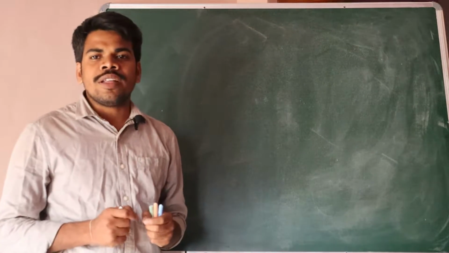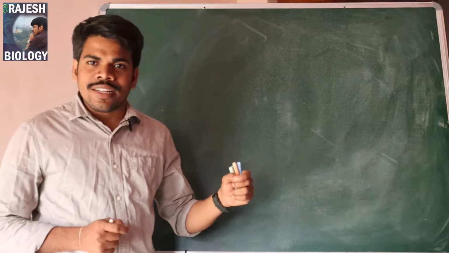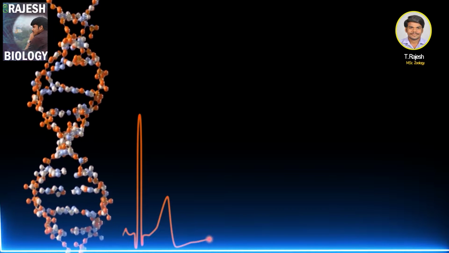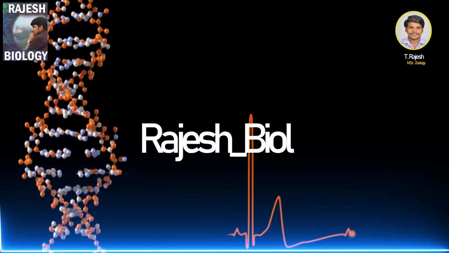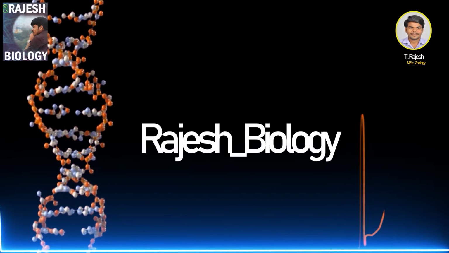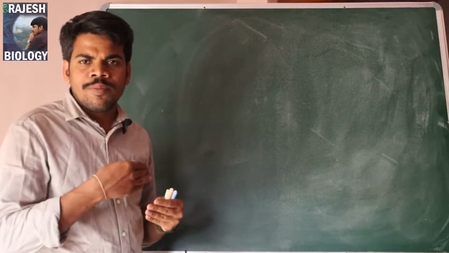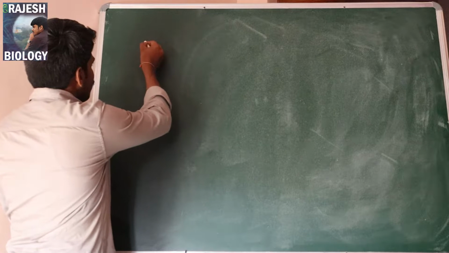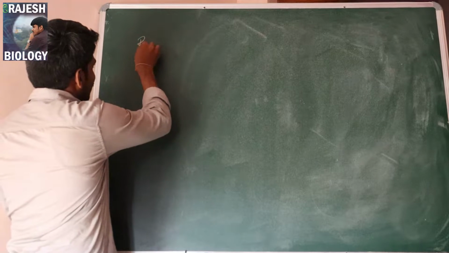So today our topic is the accessory ducts of the reproductive system, male reproductive system. From the rete testis we will continue up to the urethra. So first we will discuss about rete testis.